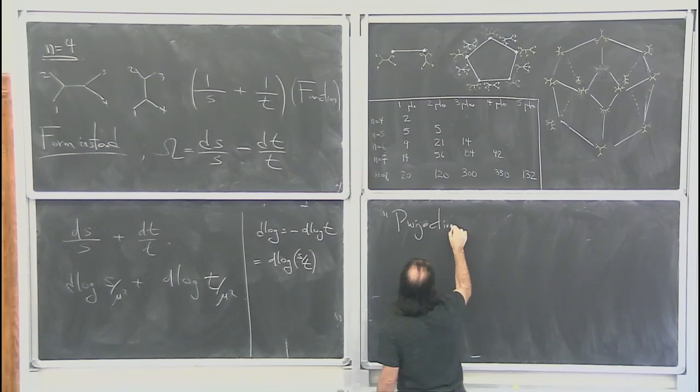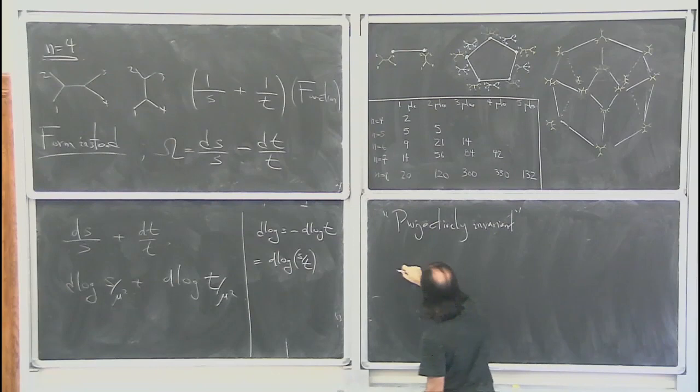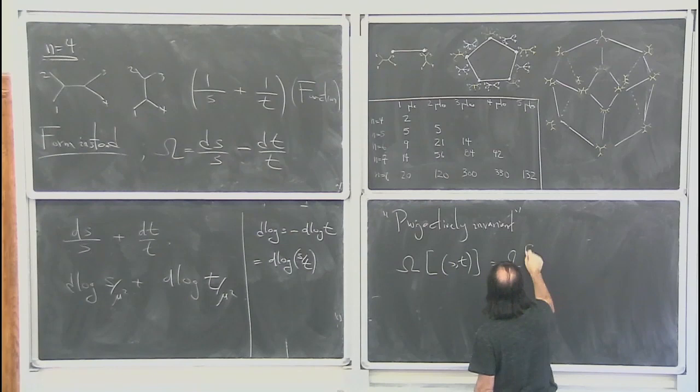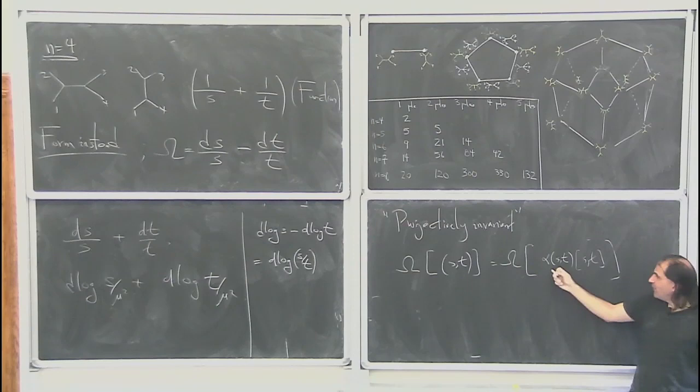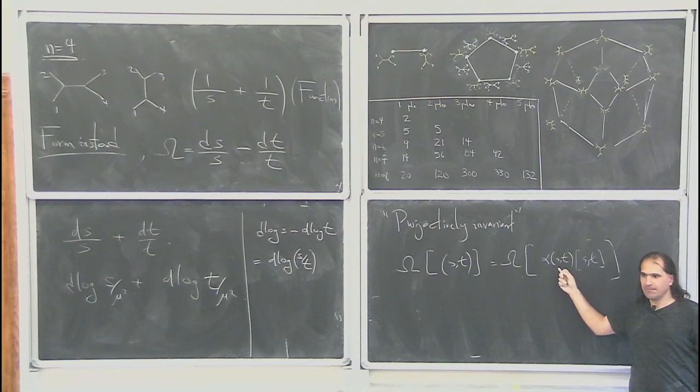In other words, if I have an omega that depends on s and t, I want it to be exactly the same as an omega that depends on any local rescaling, alpha of s and t, times s and t. Alpha can be s and t dependent, right? Because the point is it's only dependent on the ratios, so I should be able to do any local transformation I like. And let's see what happens.